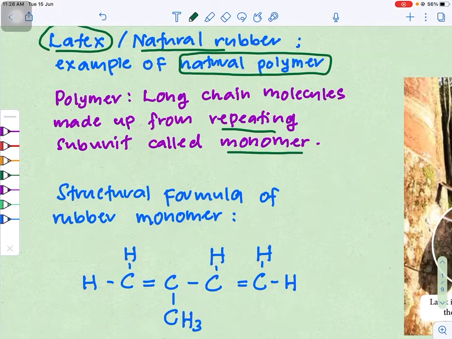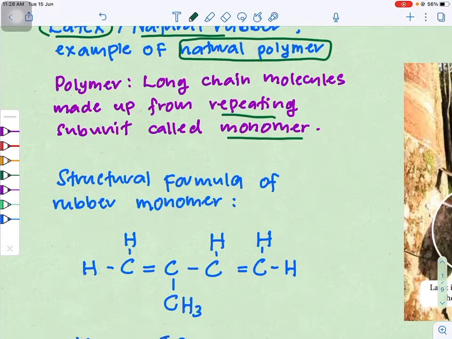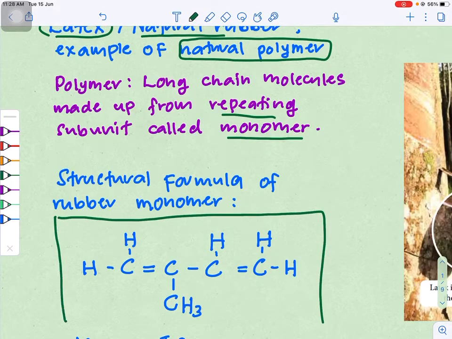So what is the monomer for natural rubber? This is the structural formula for the monomer of natural rubber. If we look at the structure, it contains carbon and hydrogen only, meaning this compound is a hydrocarbon. The functional group is a double bond, meaning it is from the alkene family. So how can we give the name for this structure?